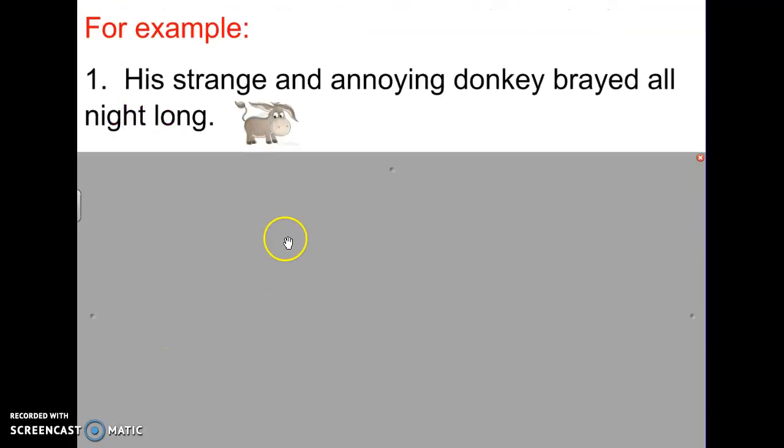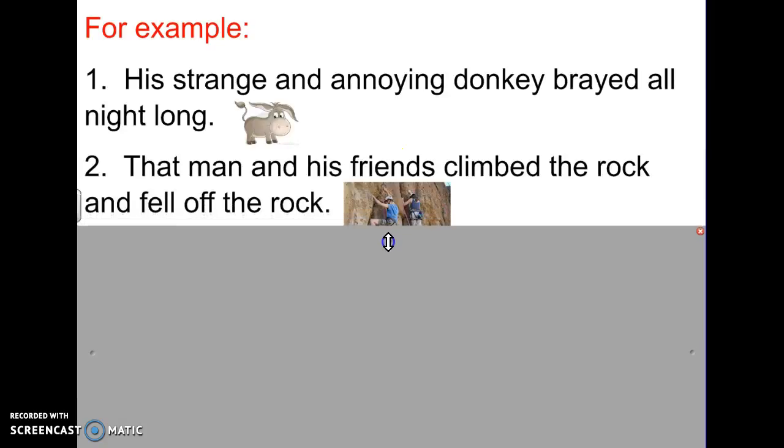For example, his strange and annoying donkey brayed all night long. The heart of that sentence is that the donkey brayed. Brayed is that funny noise that donkeys make. In this one, that man and his friends climbed the rock and fell off the rock. The heart of that sentence, no matter how much is in there, is man and friends is the subject, climbed and fell is the verb.